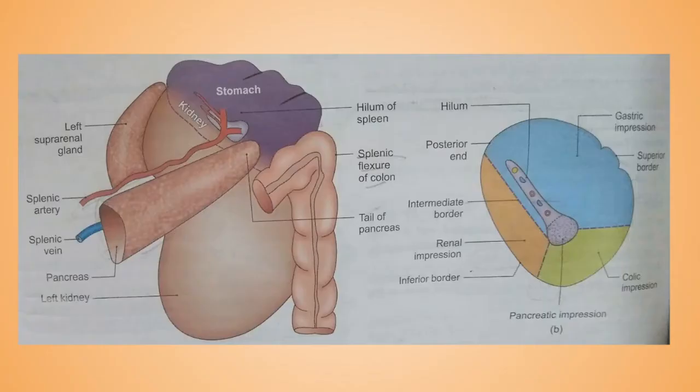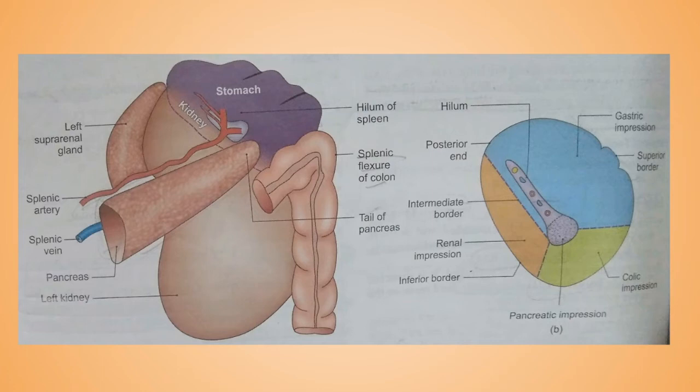Now next thing, the visceral relation of the spleen. Now the visceral relation basically is the fundus of the stomach, the anterior surface of the left kidney, the splenic flexure of the colon and the tail of the pancreas. Now first of all, the gastric impression.